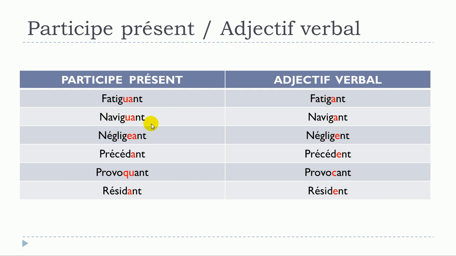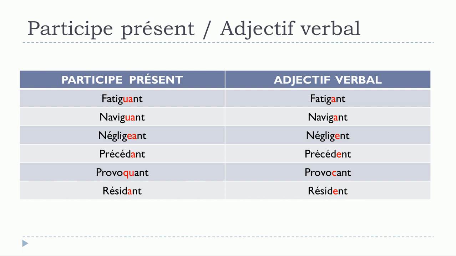Navigant, navigant. Négligent, and then négligent. Précédent, précédent. Provoquant, provoquant. Résident, résident. Okay, so that's the rule.